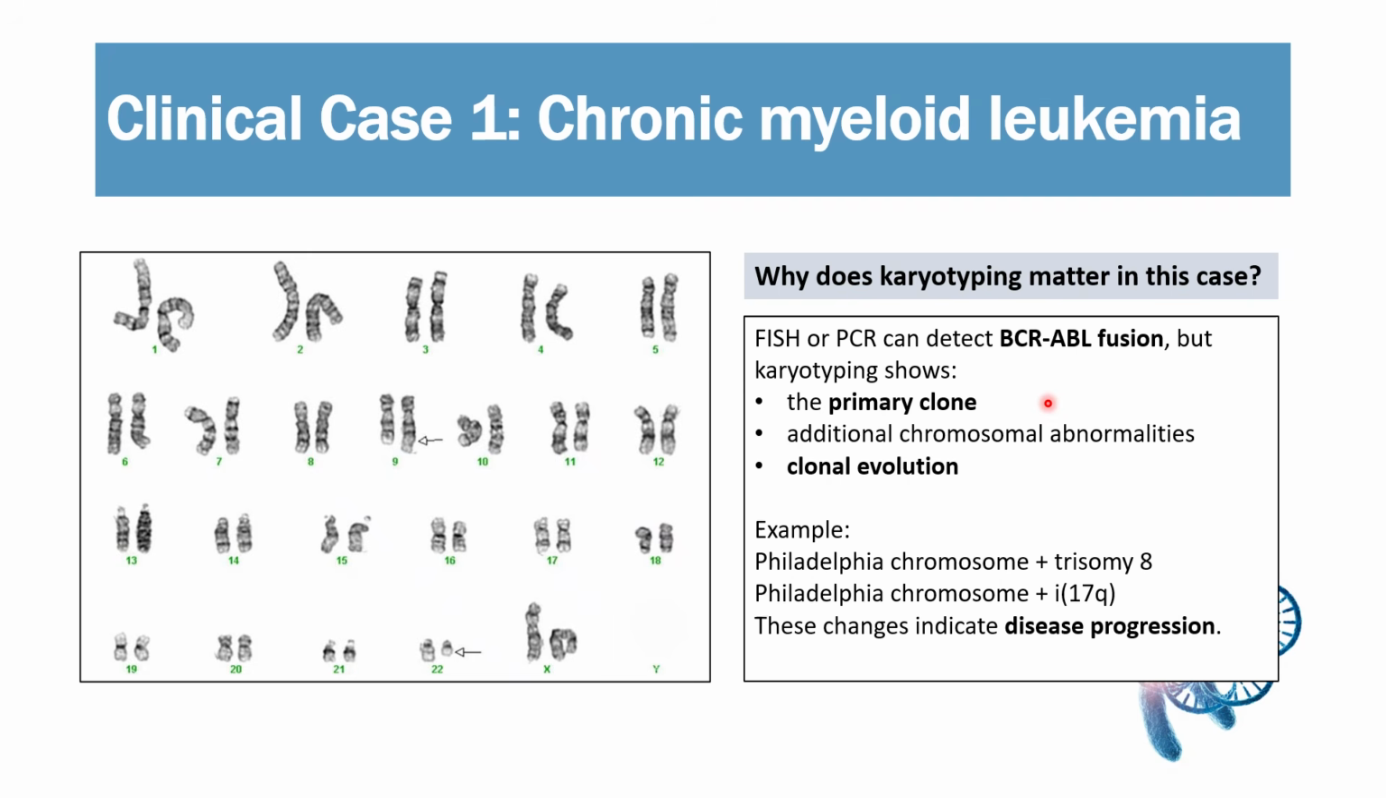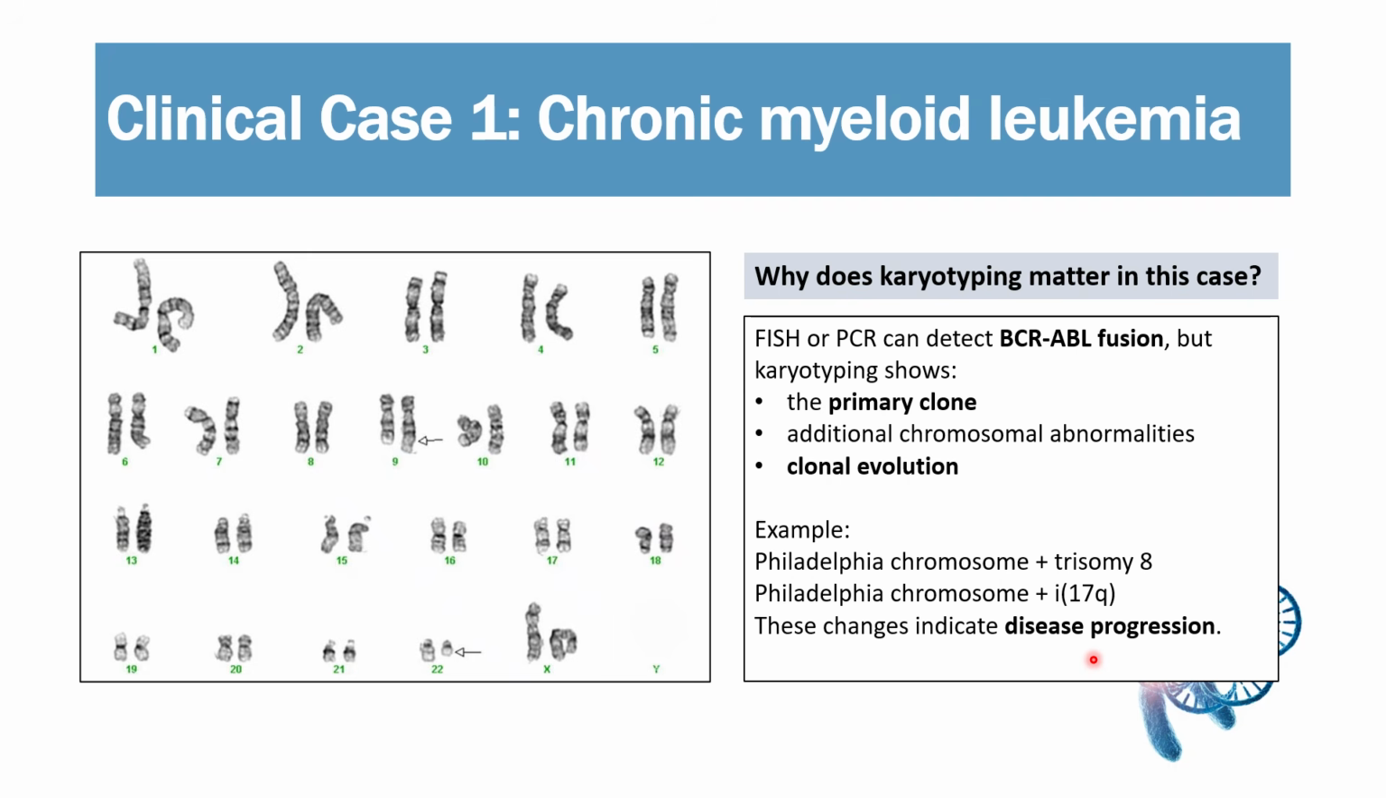Now, besides telling you the diagnosis by determining the primary clone, karyotyping can also tell you if there is a duplicate Philadelphia chromosome or if there is an additional trisomy 8 or an additional isochromosome 17q. Now, the presence of these additional chromosomes means that there is a clonal evolution, and these changes indicate disease progression.